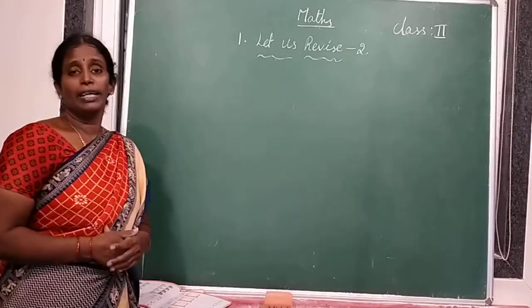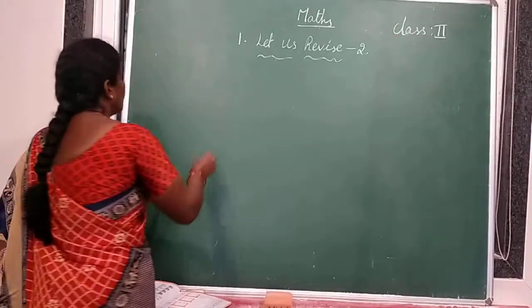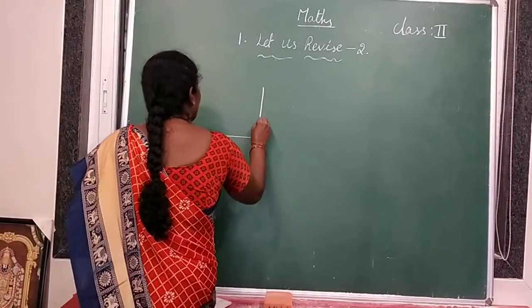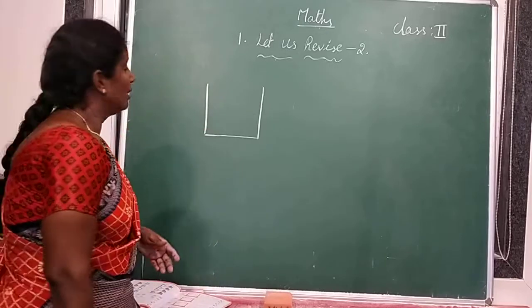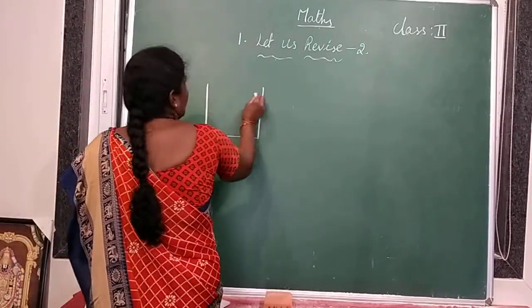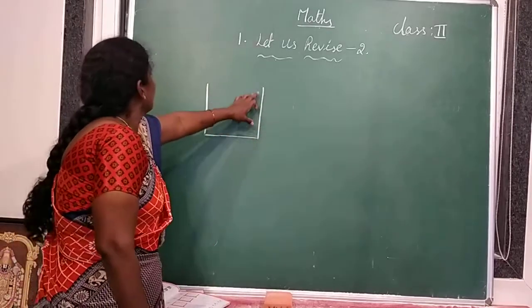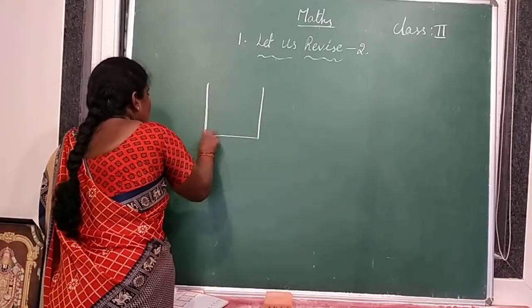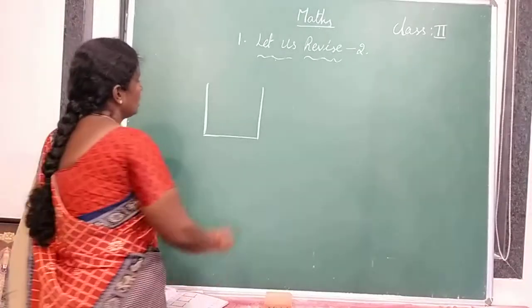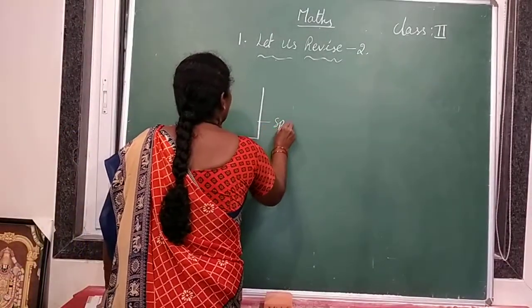Abacus. Do you know abacus? So this is an abacus. Here, this is called a spike, and this is also a spike. Understood? These are called spikes.